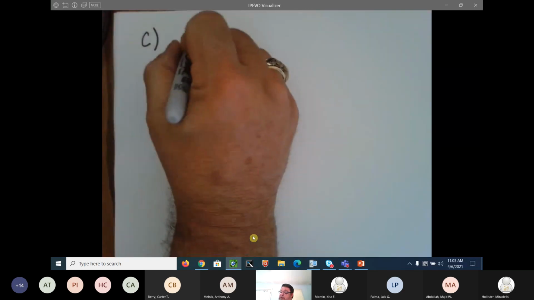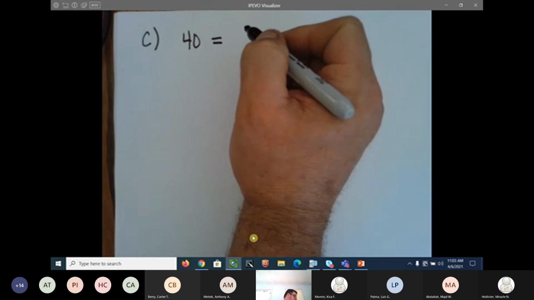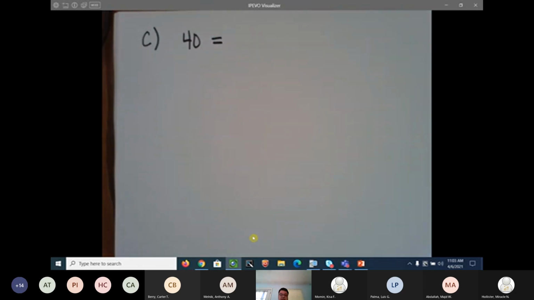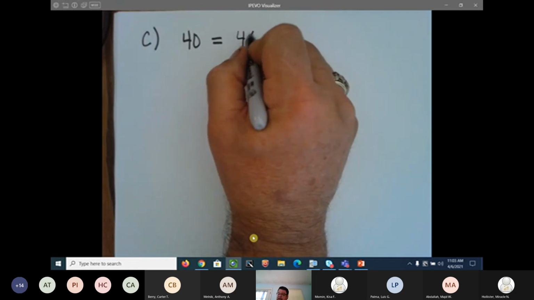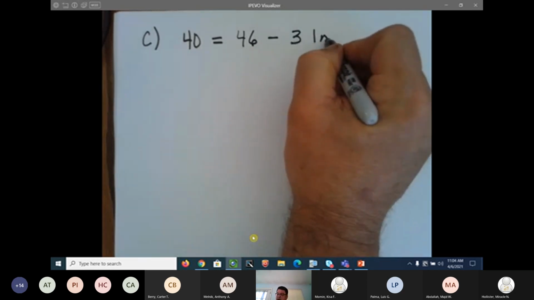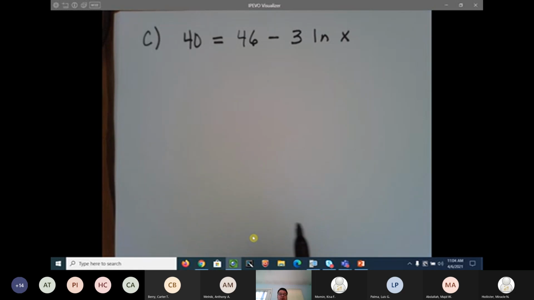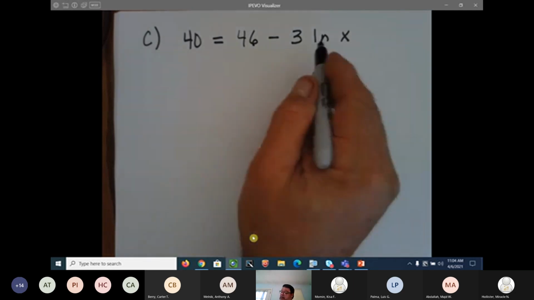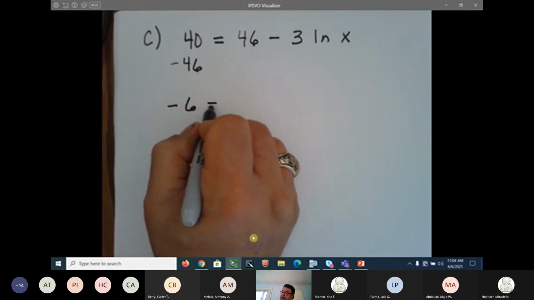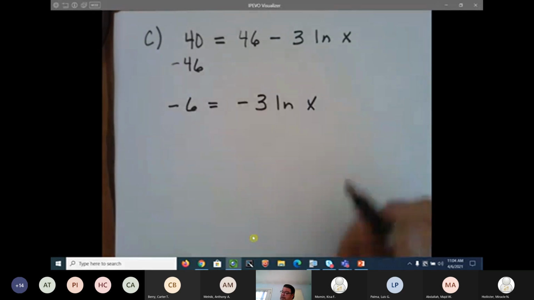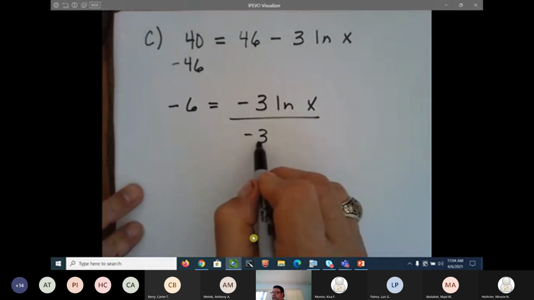40, use the original equation, equals, what is the original equation? 46, because that's the original equation. That tells you the units and the price and all that. 46, there we go, minus 3 natural log of x. How did I know I was wrong? Because when you're doing one of these problems at C, e to the first is not going to be your answer. It's going to be e to the second, or e to the third, or e to the negative third, or something like that. All right, so that'd be minus 46, and that's going to be negative 6 is equal to negative 3 natural log of x. Divide by negative 3. There we go. That's a whole lot better.